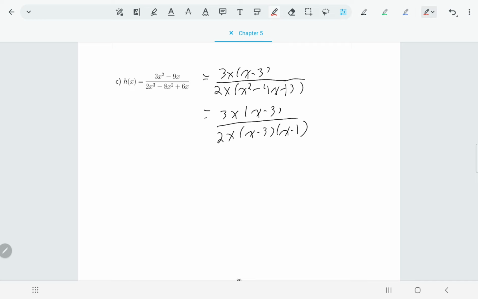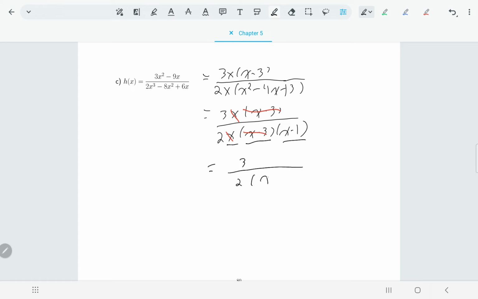And I can cancel a few things. The x's cancel from the top and the bottom, and the x minus 3's cancel from the top and the bottom. So for this one, it's a little bit more complicated. Unlike the last two examples, we had 3 excluded values here, 0, 3, and 1. And a couple of those factors we've managed to cancel out completely.